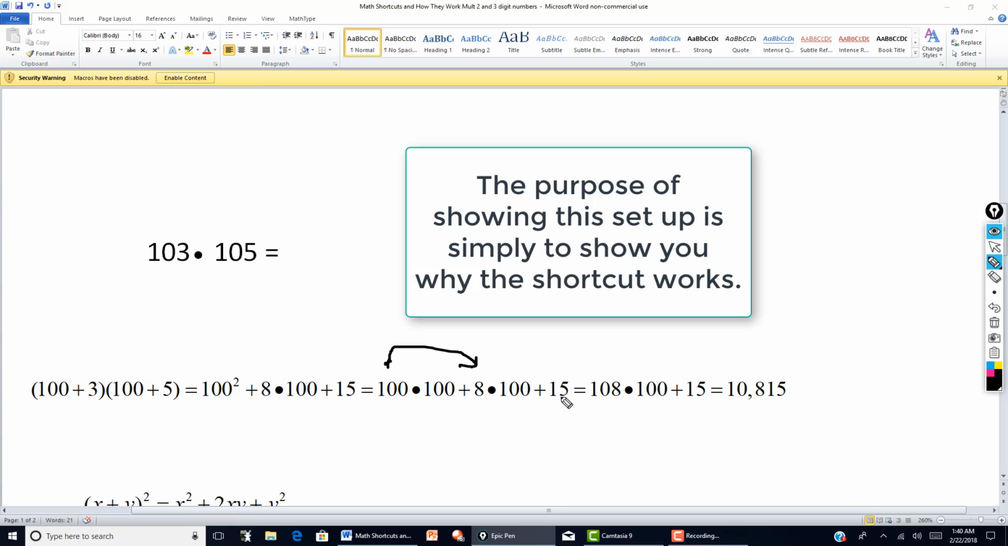And then of course, the 3 and the 5 are multiplied, you get 15 over here, so this comes out to 10800, and you add the 15 to that, and you get 10,815.